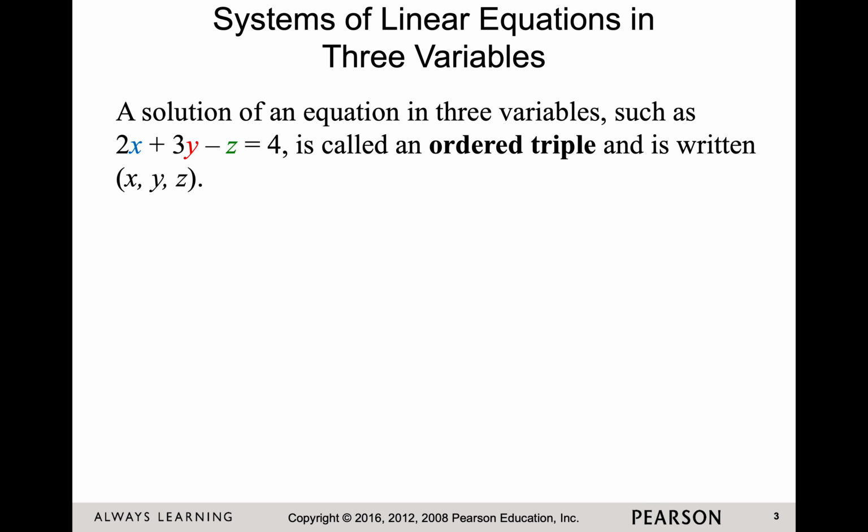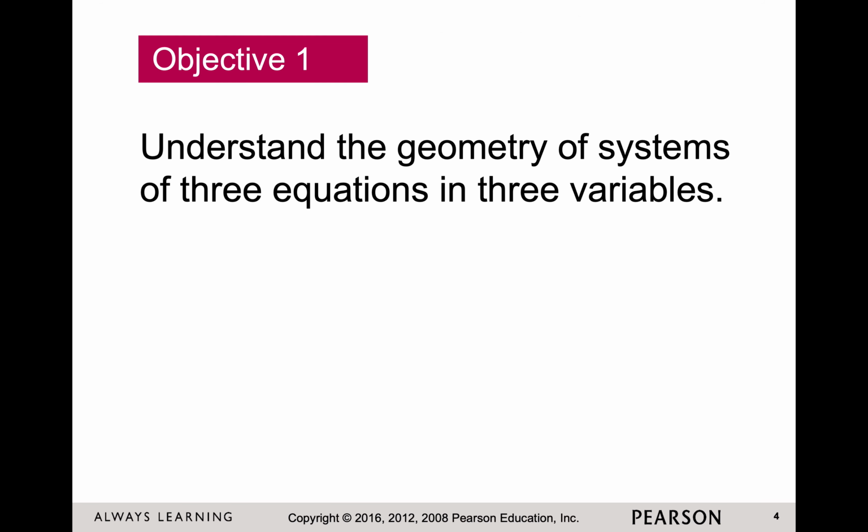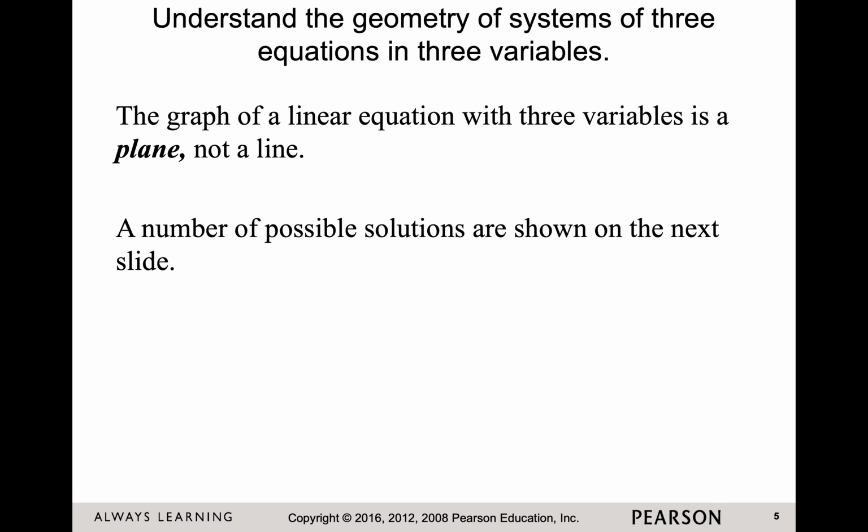So the ordered pair for the intersection of three variables is called an ordered triple because there are three values in the point. A graph of a linear equation with three variables is a plane. So what does that mean? It means we are actually graphing a rectangular piece of information. So we're in 3 dimensions, not in 2 dimensions.